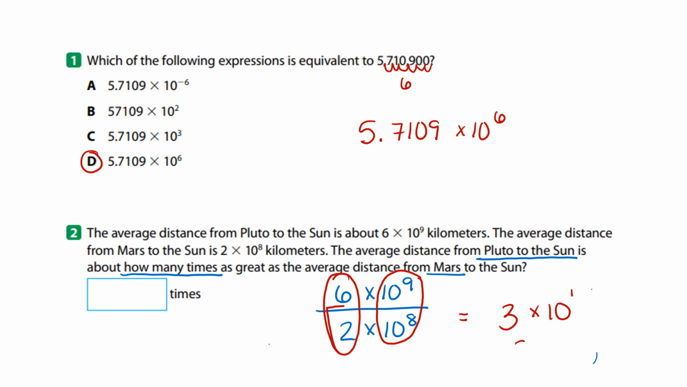And then we can write it in standard form. We move the decimal 1 time, which means our final answer would be 30. Pluto is 30 times farther than Mars.